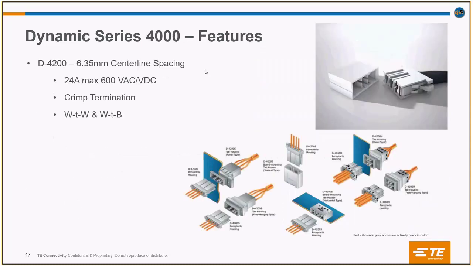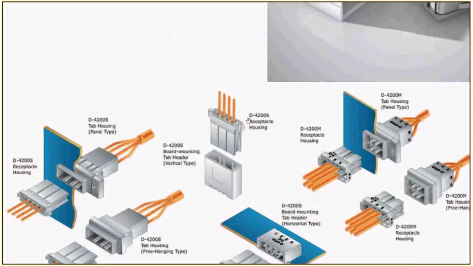Now going into the D4000 series, we spoke about the 6.35 mm center line spacing, 24 ampere, 600 volts. The termination type used is crimp termination, and we have wire to wire and wire to board. The D4200S, for the receptacle ones, we do have 4 contacts, but for the 4200M, how many? We have 6 contacts there. So 4200S has how many contacts? 4. Aaron said it correctly. And 4200M has 3 of 2. So how much is this? 3 into 2? 6, correct.